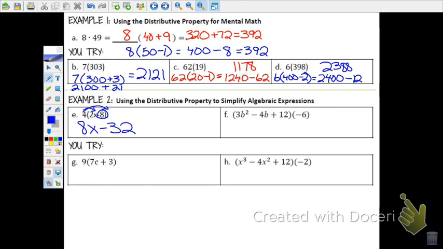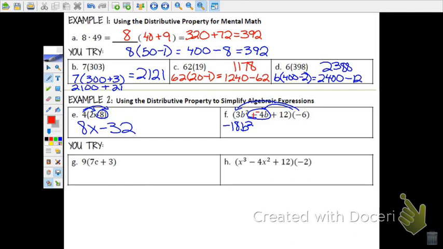In F, the term that needs to be distributed is at the end, and it's also negative. So I need to be very careful because I'm distributing a negative 6. A negative times a positive gives me a negative 18b squared. I'm distributing to a negative 4b because subtraction means that I am adding the opposite.